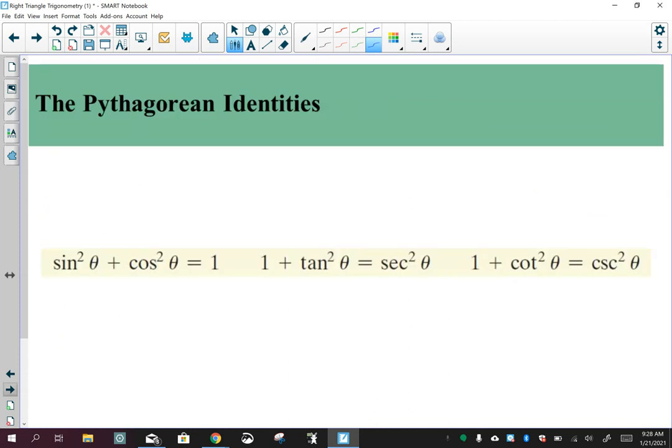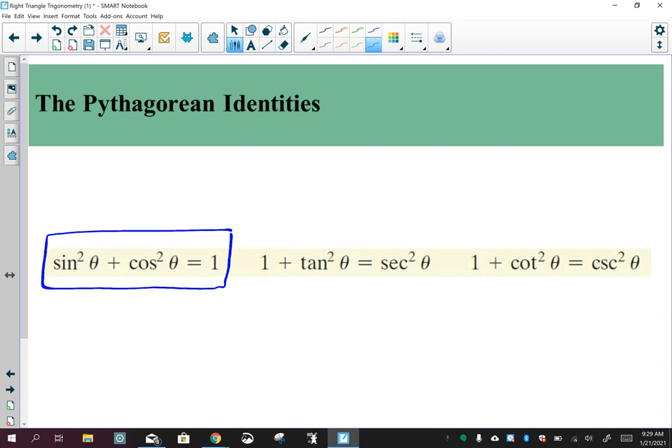Pythagorean identities. This one right here, sine squared plus cosine squared equals 1. This is your main Pythagorean identity. And this is the biggest one because this is the one that actually creates these two over here.